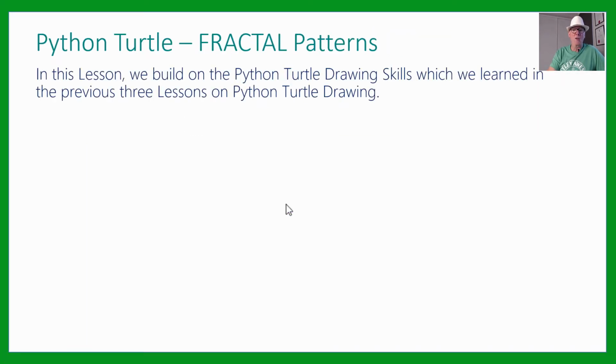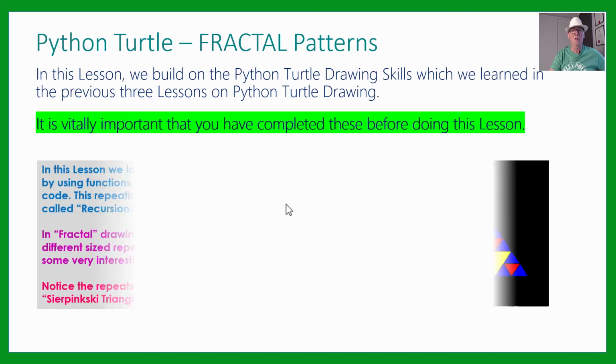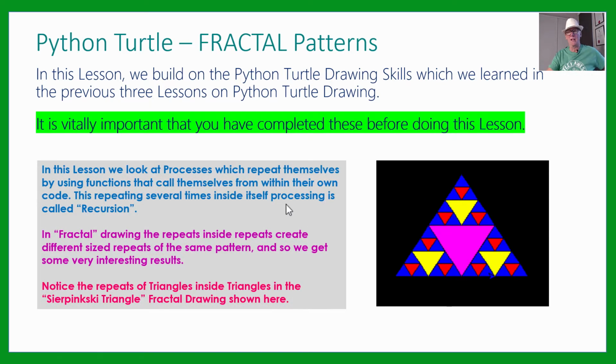All right, so in this lesson, we're going to build on the drawing skills from the previous 3 lessons. It's really important you've done those previous 3 lessons about drawing shapes, how to make multiple shapes, and how to do some repeating patterns, because this lesson's going to build on that, and you're going to have to do some color fill for some fractals and know your color fill code to be able to do that. So all these triangles here, for example, are colored in, and you're going to have to know how to color them in. All right, so notice the repeats of triangles inside triangles, which we were talking about.